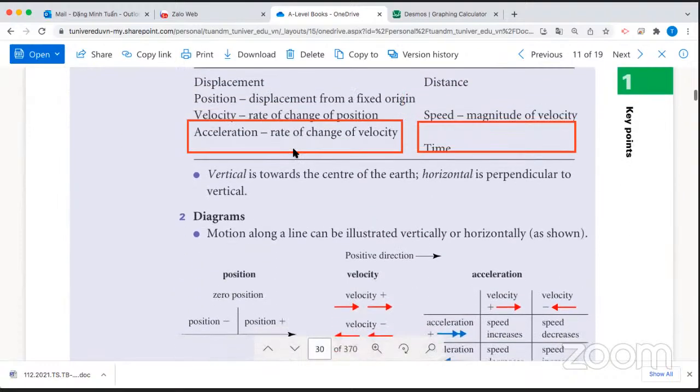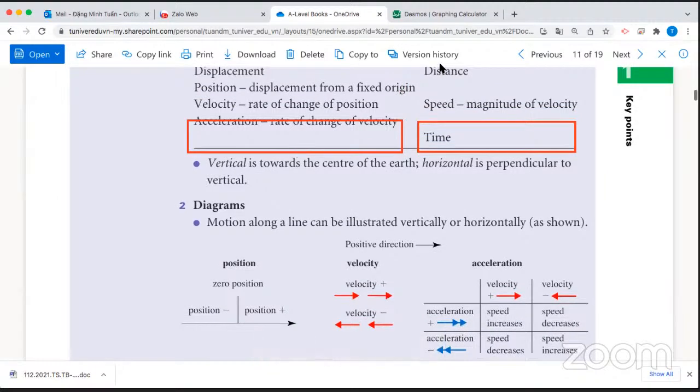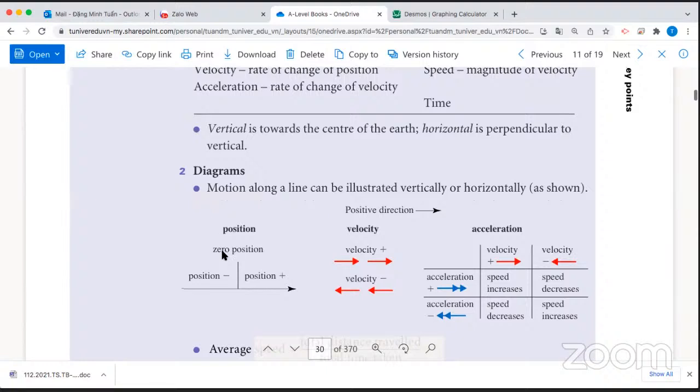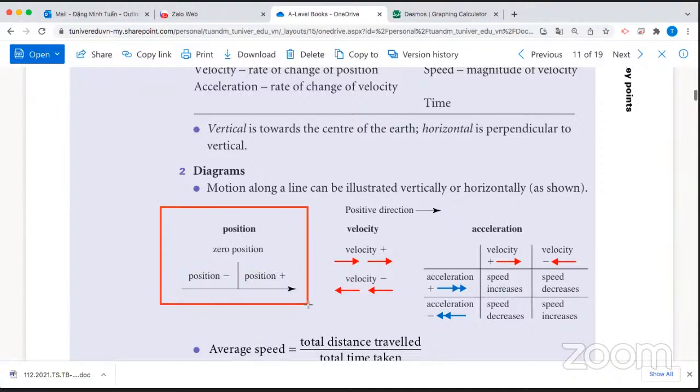Okay, and the diagram here, look at this one. The diagram plays an important role. In the motion diagram, the first one is position: zero position, and positive and negative position, right? That depends on the definition, the mean position of the direction. The second one is velocity. Velocity may go in the positive direction or the negative direction.